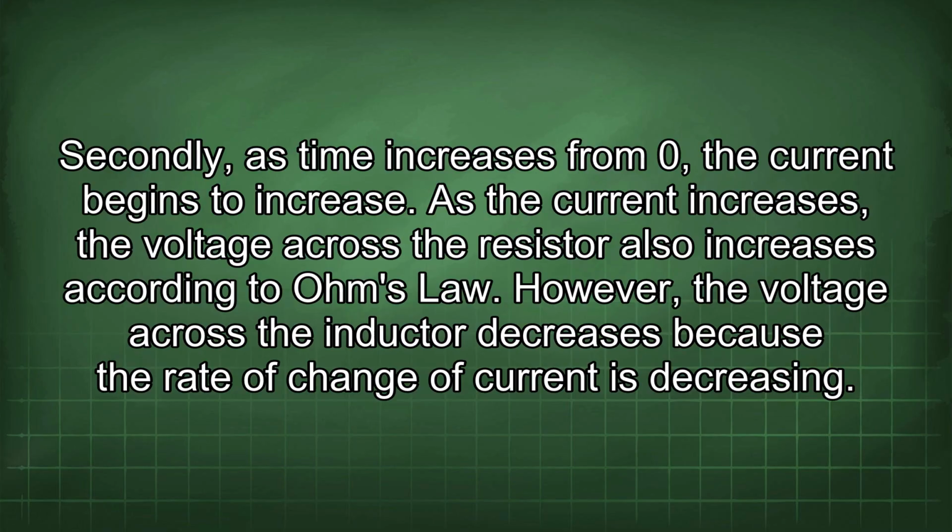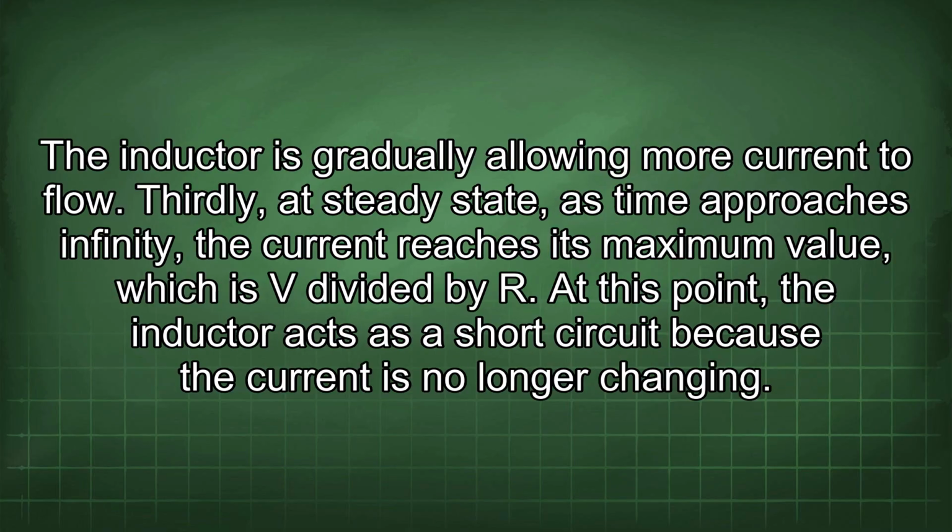Secondly, as time increases from 0, the current begins to increase. As the current increases, the voltage across the resistor also increases according to Ohm's law. However, the voltage across the inductor decreases because the rate of change of current is decreasing. The inductor is gradually allowing more current to flow.